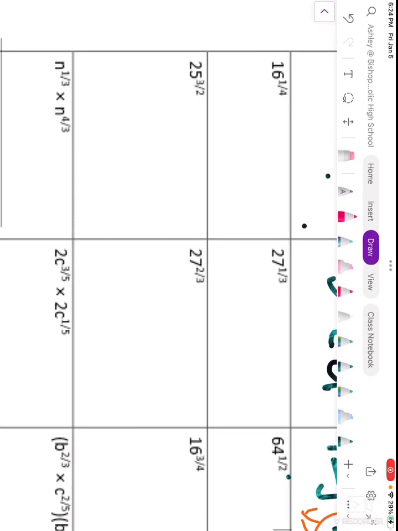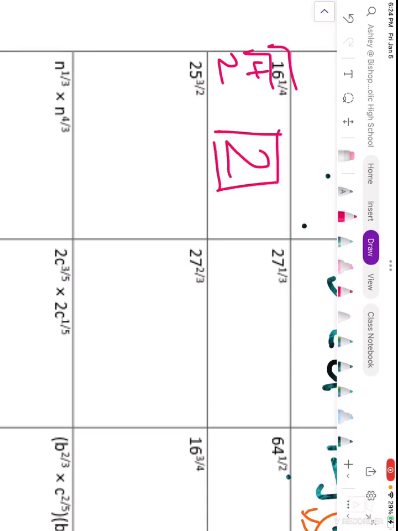16 to the 1/4, same type of thing. So square root it and you get 4. Square root it again and you get 2. If you took 2 times itself 4 times, 2 times 2 times 2 times 2, you would get 16.